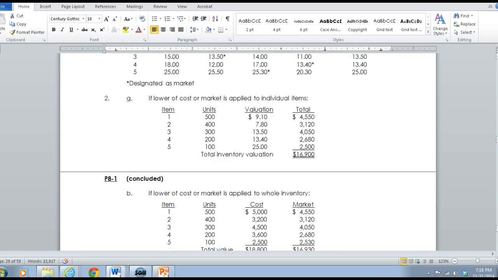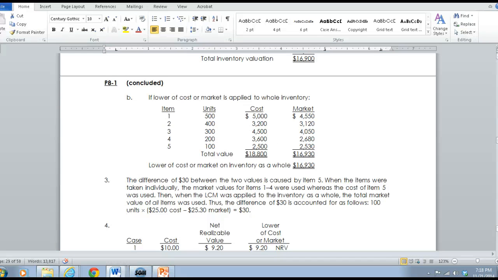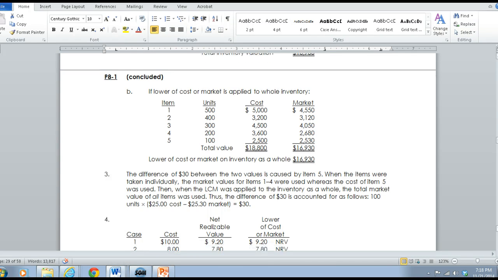When we take the inventory as a whole, what we'll do is we'll take the inventory at cost, then the inventory at market, and we total them. So at cost, our inventory is at 18,800. At market, our inventory is at 16,930. So we will take 16,930, which again is a little higher than what we had when we dealt with the individual items. The difference, the $30, is caused by the item 5 there.